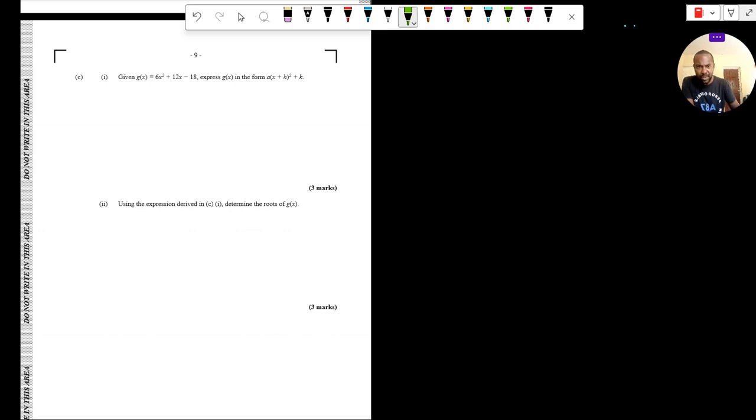So let's begin. Let me write down g of x. I'm going to say that g of x is equal to 6x squared plus 12x minus 18. Now, what is the coefficient of x squared, which of course is deemed a in this quadratic?